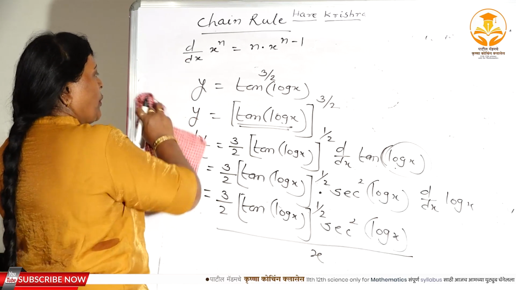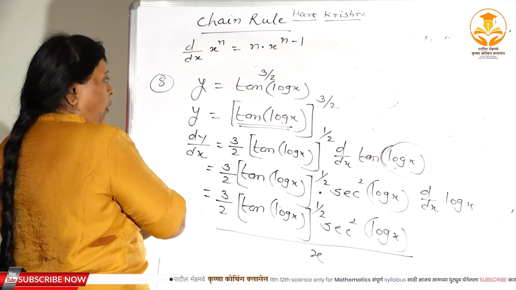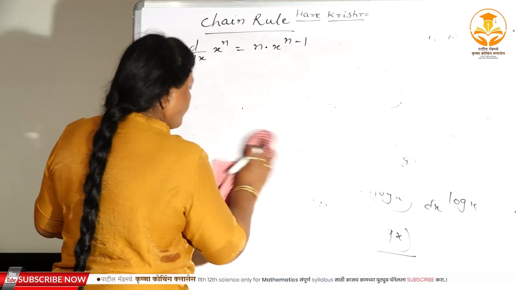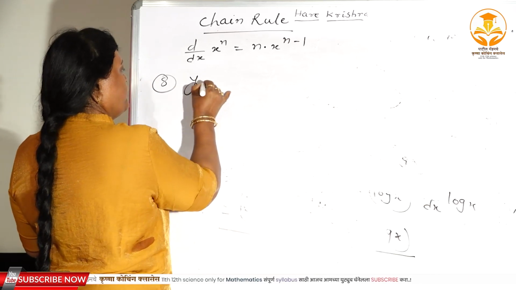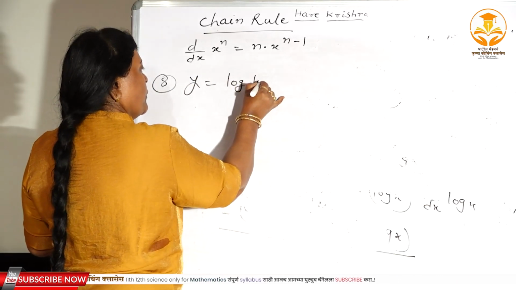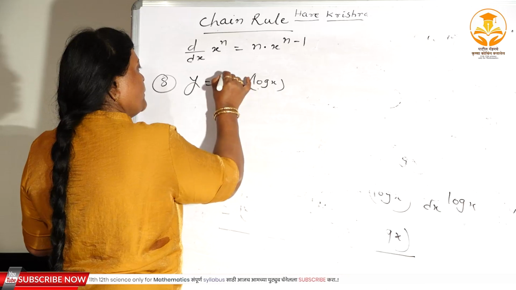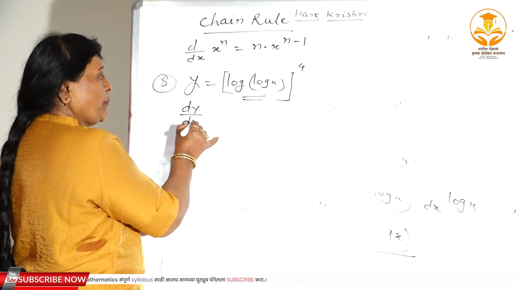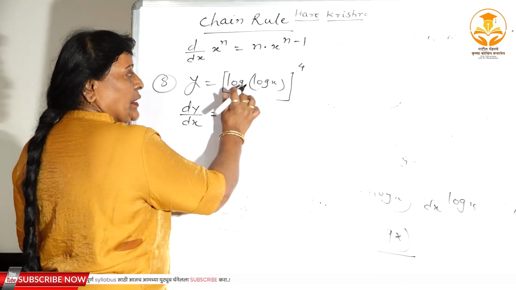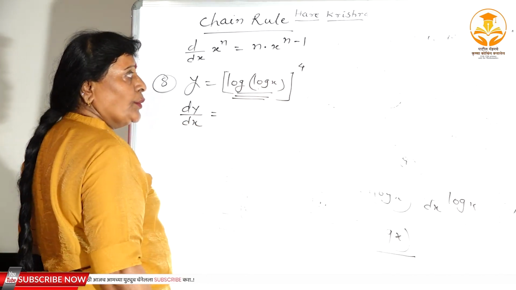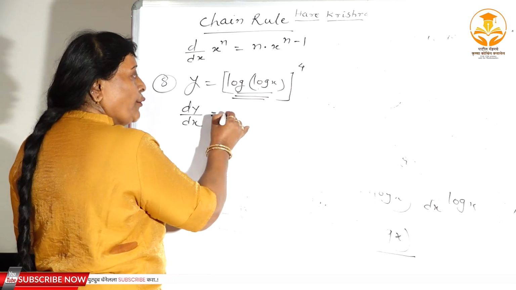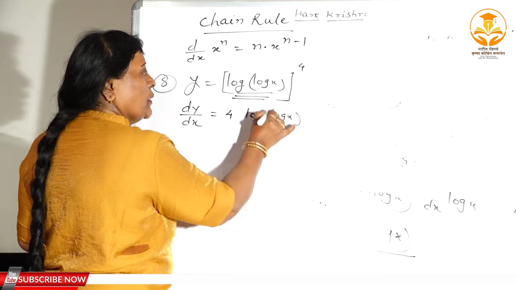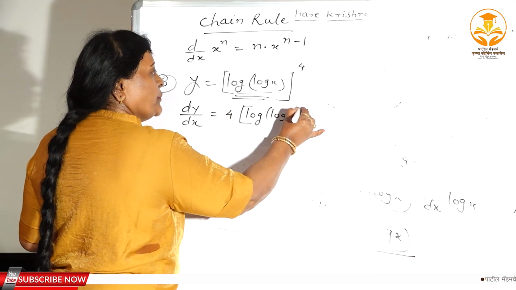Again I will take one more problem. See, power formula. See, y is equal to log of log x, whole to the power 4. u to the power 4. This you have to substitute as u. The derivative of u to the power 4 is 4 u to the power 3, where u means log of log x, whole to the power 3, isn't it?